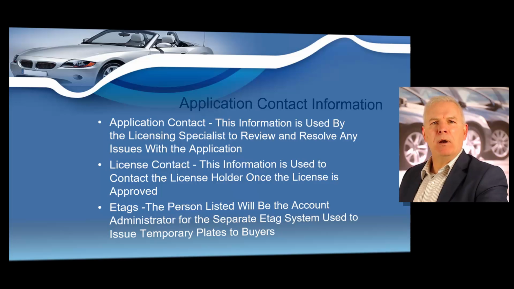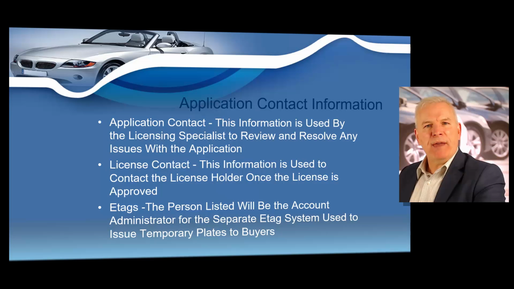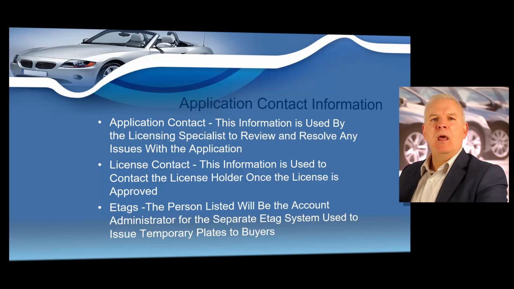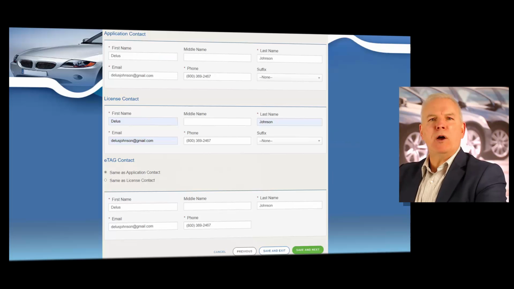So one more time, remember, the application contact is the information used by the licensing specialist to review and resolve any issues with the application, okay? The license contact is the information used to contact the license holder once you've gotten your dealer's license. And then you've also got a separate eTag contact, and that's the person that will be contacted for the eTag system that we'll talk about in just a little while. So you are going to complete that information, and then once again, you're going to click Save and Next.